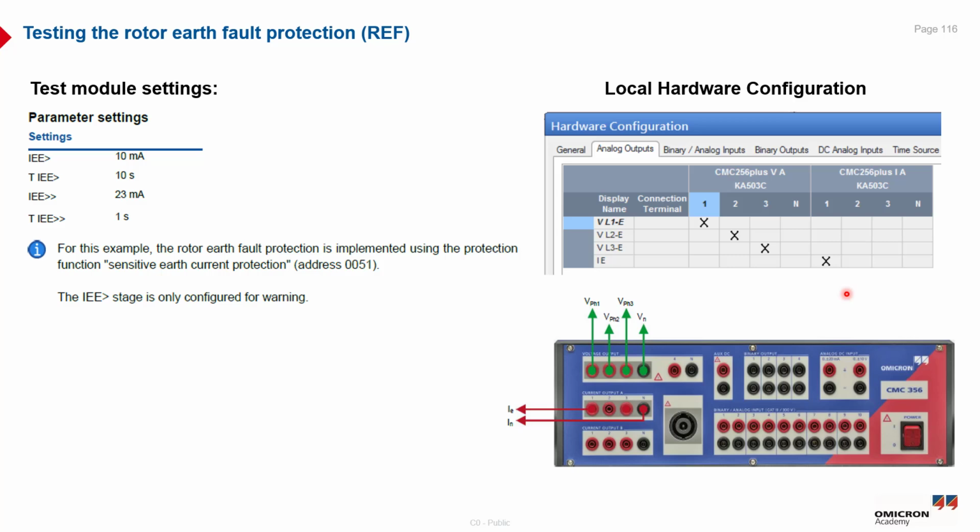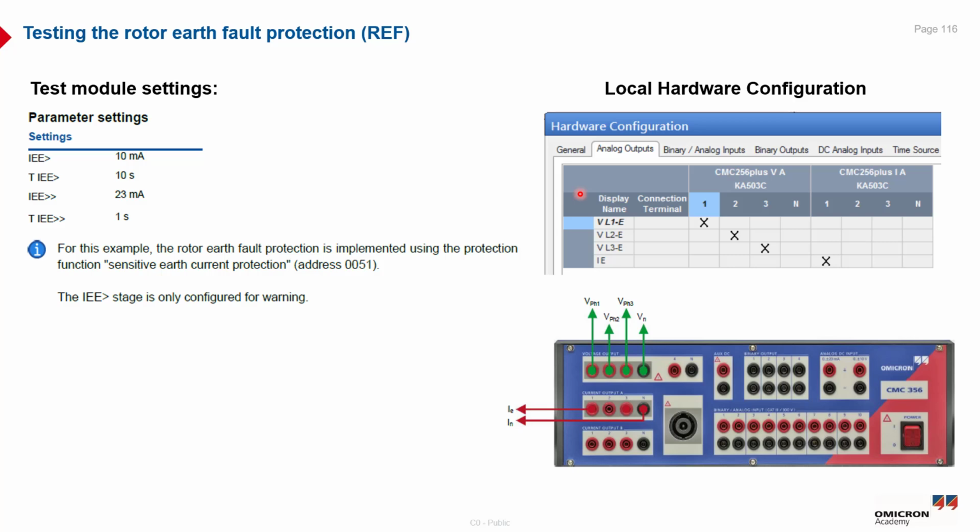So here is the test module setting. For this example, the rotor earth fault protection is implemented using the protection function sensitive earth fault with address 0051 in the Siemens 7UM protection relay. So we have both stages. The first stage setting is 10 milliamp with a time delay of 10 seconds for the warning stage, and the second stage for tripping has a pickup value of 23 milliamp and a trip time delay of 1 second.